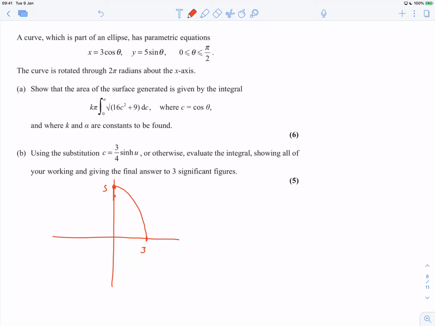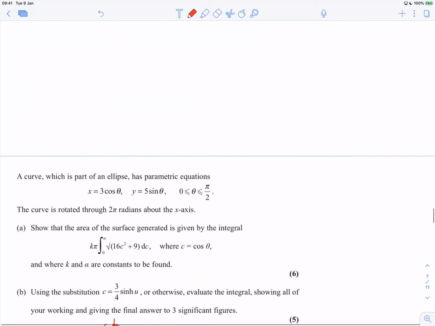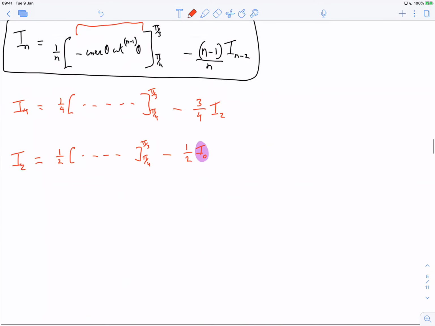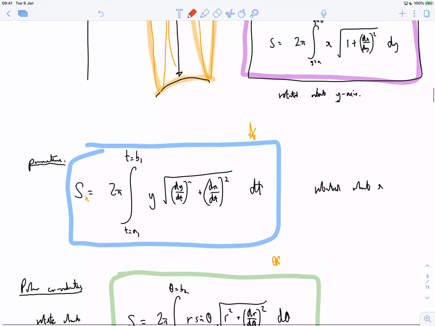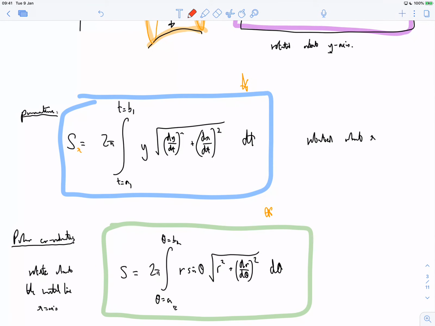The curve is rotated through 2 pi radians about the x-axis. So we're going to create this kind of eggy dome thing, like so. It's not a problem. So we've got formulas for this kind of thing. So if I go to my parametric form of a surface area, there it is. So let's copy and paste this.